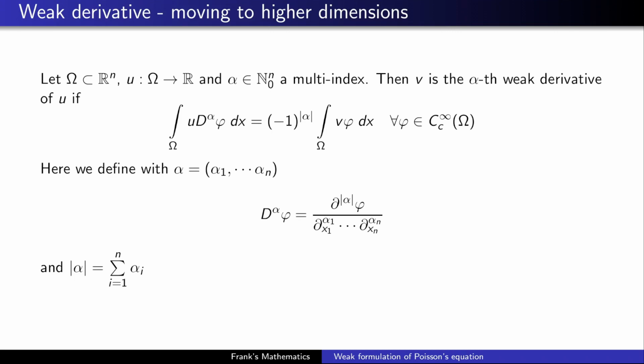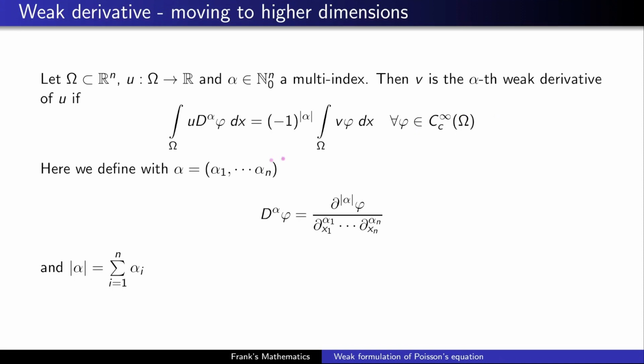It's more interesting to see what happens if you extend this definition to higher spatial dimensions. So let Omega be a domain in the space R^n, and alpha a multi-index where we gather all the degrees of the derivative. Then we say that v is the alpha weak derivative of our function u, if the following expression holds. You can get this by integration by parts.